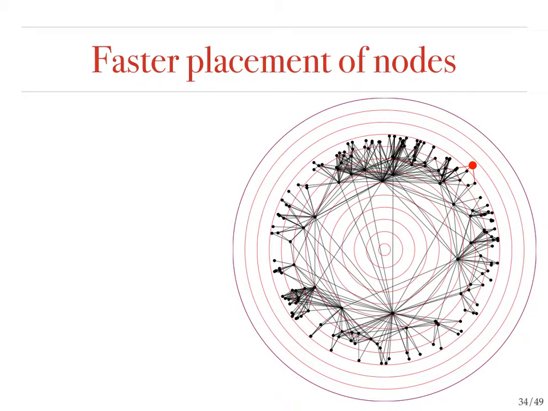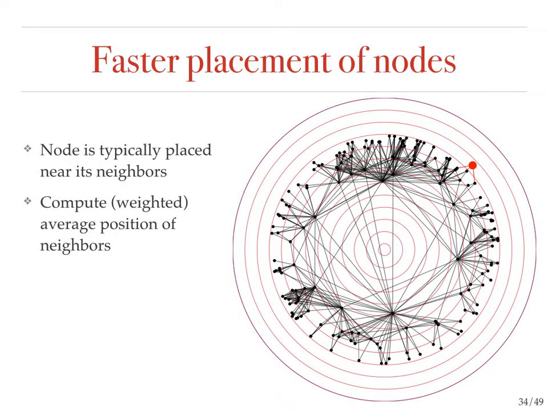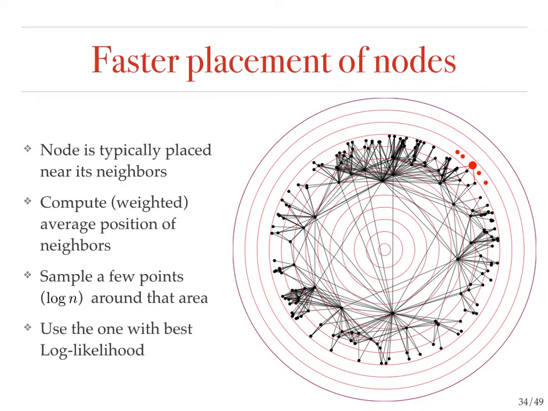What we observe is that typically a node is placed very close to its already embedded neighbors when it arrives to the graph. What this means is we can just compute a weighted average position of the pre-existing neighbors, sample a few points around this average, and then use the point with the best log likelihood. In our experiments, it turned out that this was actually good enough to find a very well-suited position.